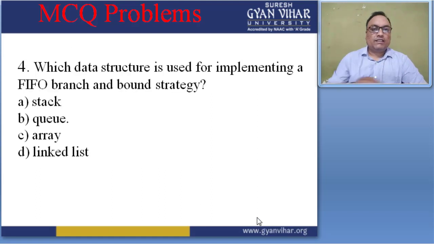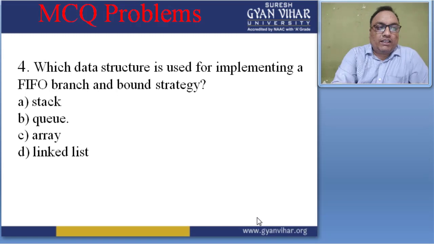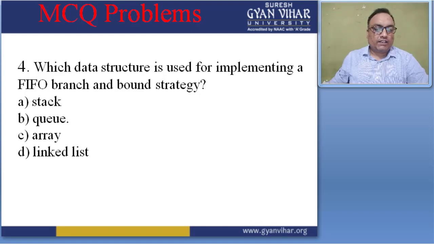In this question, which data structure is used for implementing a FIFO, first in first out, branch and bound strategy? A is stack, the second option B is queue, C is array, and D is linked list. So the correct answer here is queue. Queue is used for implementing a FIFO branch and bound strategy. So we move to the next slide.